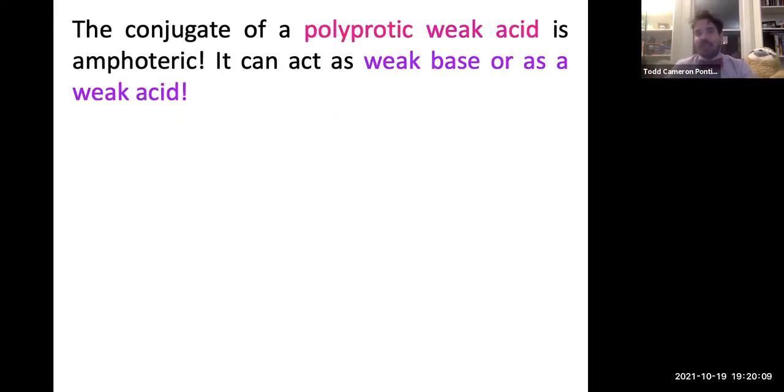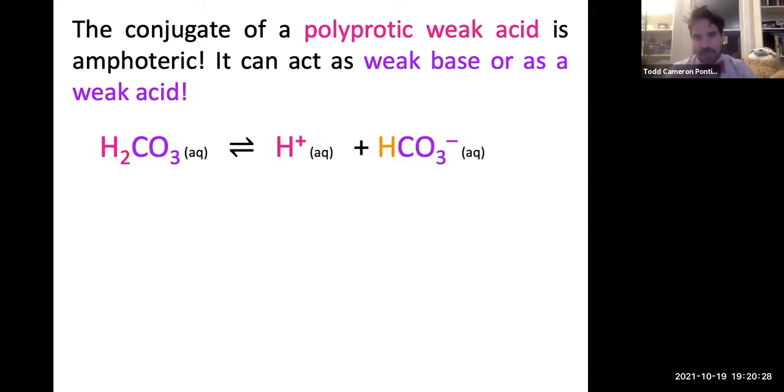The conjugate of a polyprotic weak acid can act as a base, but if it has more protons to give up, it can also act as an acid. So we would call that amphoteric. And a classic example is carbonic acid, H2CO3. It can lose a proton, so give up H plus and become bicarbonate, HCO3 minus. Losing the first proton, we give a very specific Ka, we call it Ka1, because appropriately enough, it's the first proton being let go. Now, HCO3 minus can accept a proton, so it can act as a base.